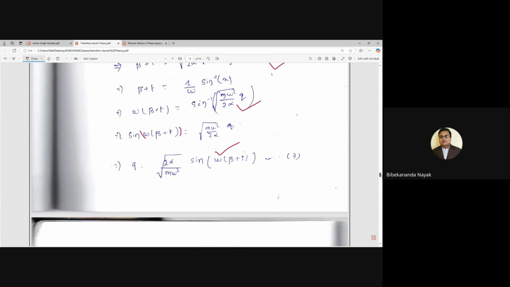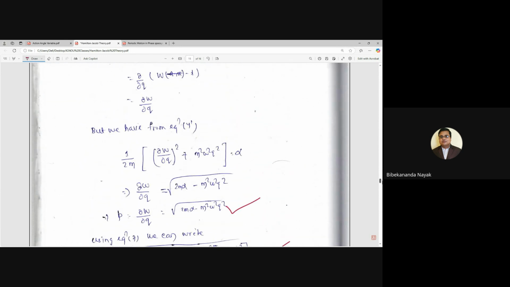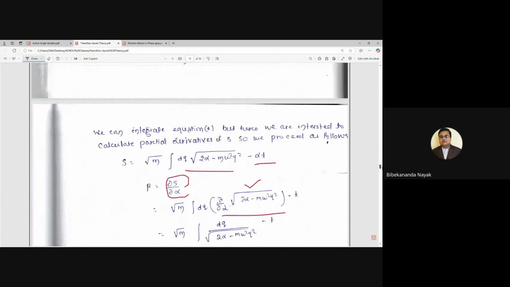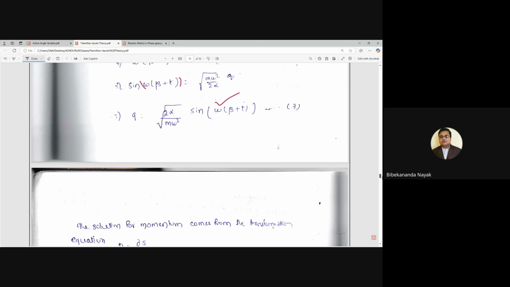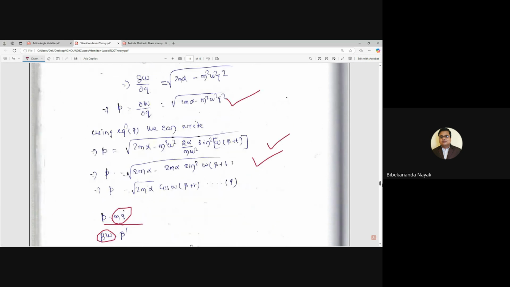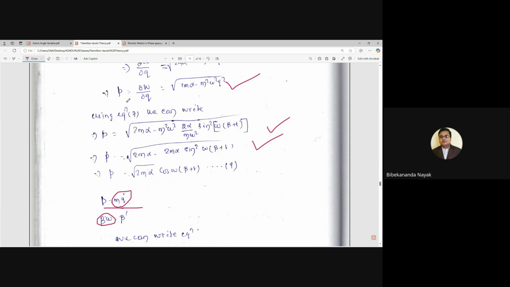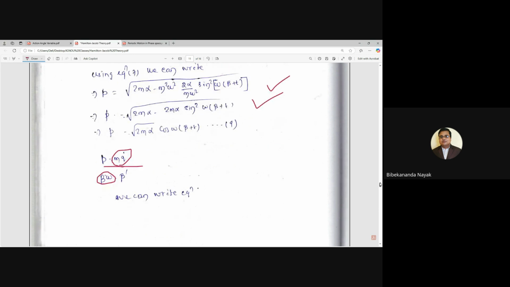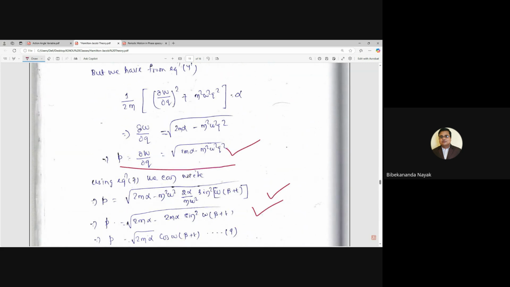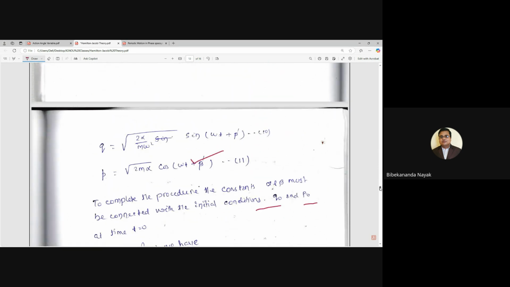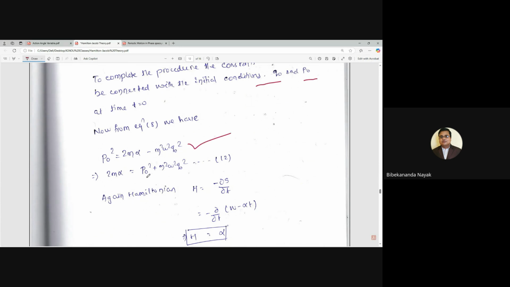Equation 8, you write this equation. See this equation. Then p square by 2m, q is given, p is given. This one p, alpha. That is equation 8. I forgot to write it. Now square this quantity. What do you find? P square is equal to 2m alpha minus m omega square q square. If you take the initial condition, then p will be p0, q will be q0. So 2m alpha is equal to this.